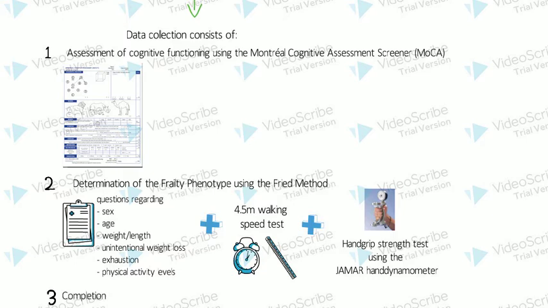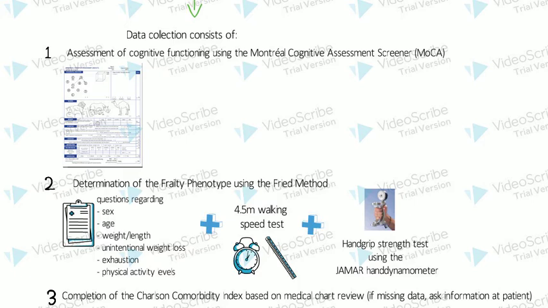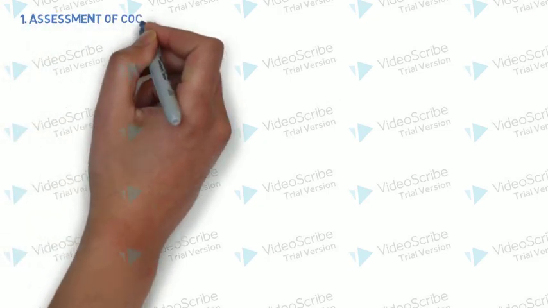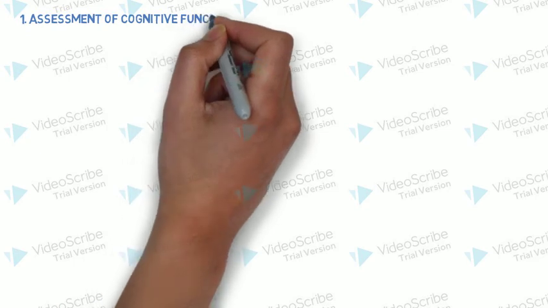And thirdly, we will identify comorbidities using the Charlson Comorbidity Index based on medical chart review. If data are missing, additional information can be asked of a patient. So first we start with the assessment of the cognitive functioning of our patient.